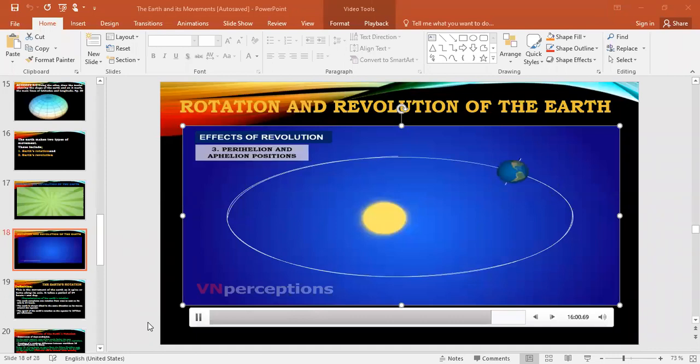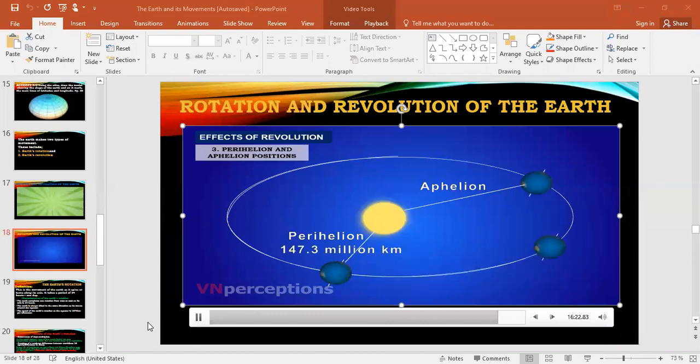Then, as the earth is revolving around the sun, there are times when the earth is closest to the sun, and this position is called perihelion. And when it is furthest from the sun, it is called aphelion. When it is closest, the distance is 147.3 million kilometers. And when it is furthest, the distance is 152 million kilometers.